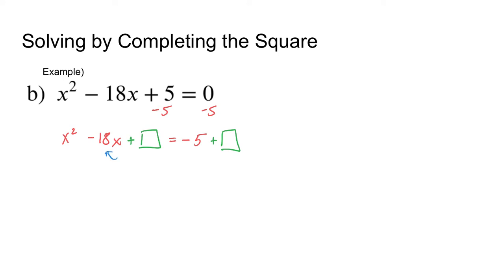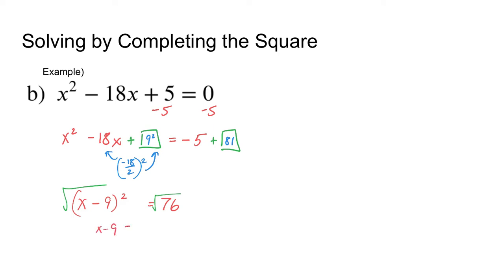Again, it's going to be that negative 18 divided by 2, squared. That's what's going to go in the box. Negative 18 divided by 2 is negative 9. So I'm going to put 9 squared in that box, or 81. That's the same thing. On the left-hand side of this problem, I'll end up with x minus 9 quantity squared equals negative 5 plus 81. That's 76.